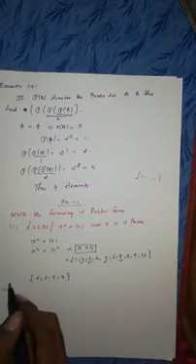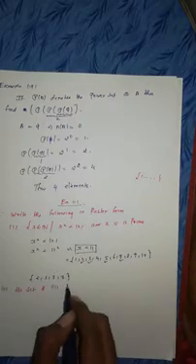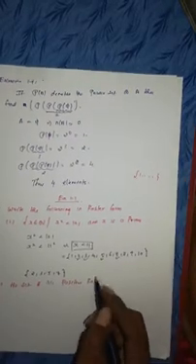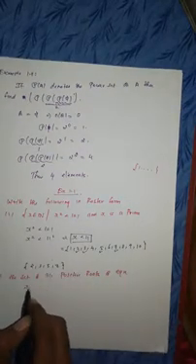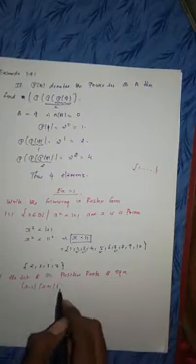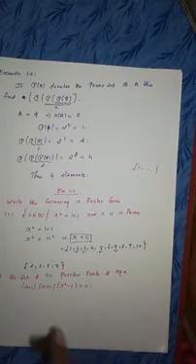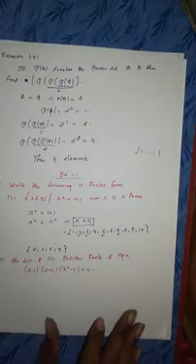Second, the set of all positive roots of the equation x squared minus 1 into 2x squared minus 1 equals 0. The roots are nothing but the values of x for which the equation will be 0.